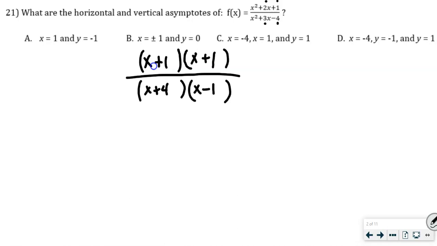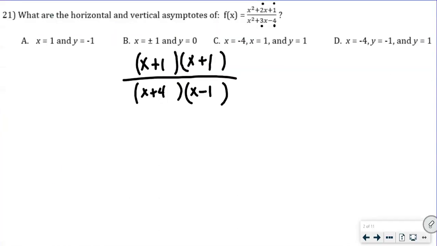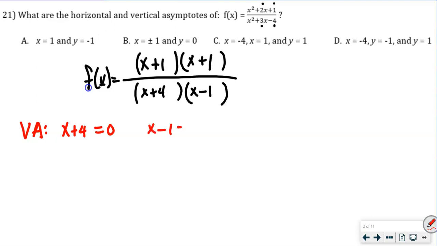Notice that nothing cancels out here, okay? So there's no repeated factor in the numerator and the denominator. So this is then f of x equals what we have. Okay, so we're going to find the vertical asymptote first. To do that, we set the factors of the denominator equal to 0. So that's x plus 4 equals 0 and x minus 1 equals 0. So this is going to be x equals negative 4.